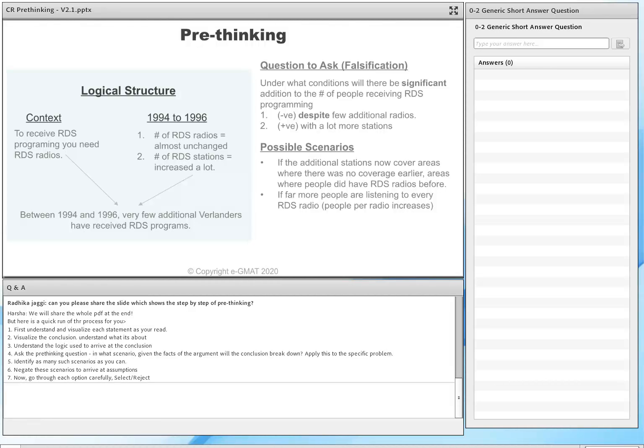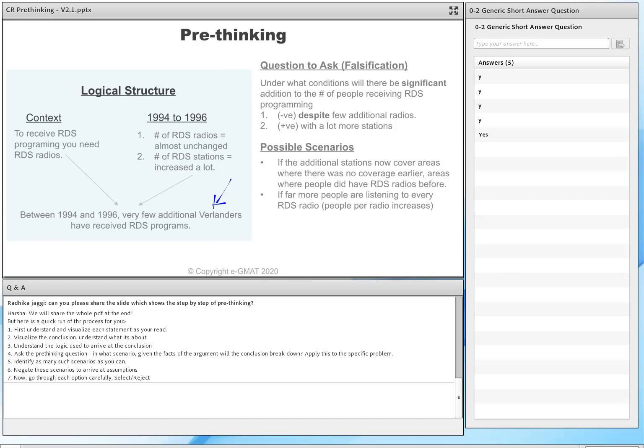Can you guys see this? If either one of these is true, the author's conclusion is destroyed. This is the author's conclusion, by the way. If these are the scenarios in which my conclusion breaks down, then what are my assumptions? The new stations should not increase coverage significantly where people have the right kind of radios, or people per radio should remain about the same. These are my two assumptions.